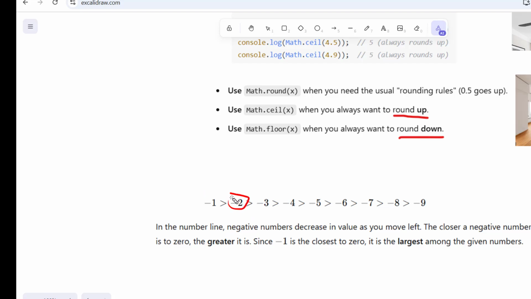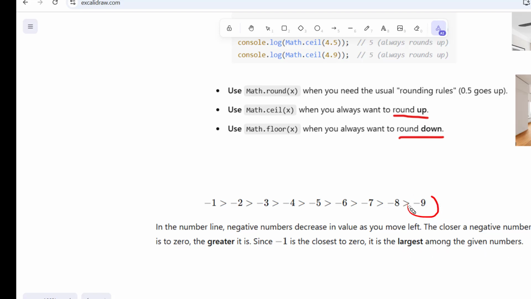Minus 2 is less close to 0 than minus 1, and minus 3 is less close to 0 than minus 2. So minus 1 is the closest. So which one is closer? This is the greatest number. Since minus 1 is closest to 0, it is the greatest among the given numbers.